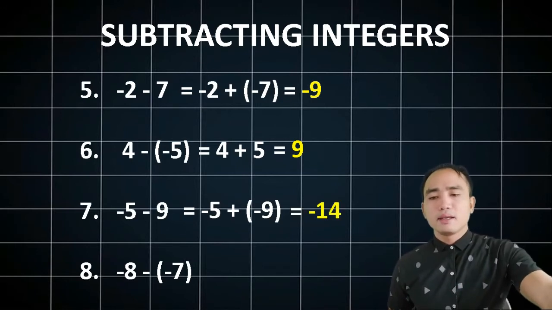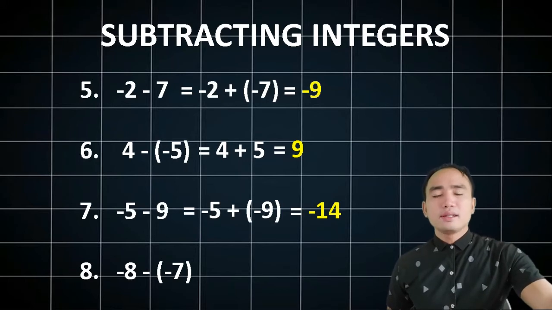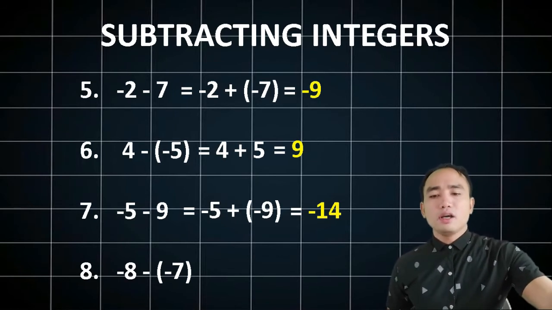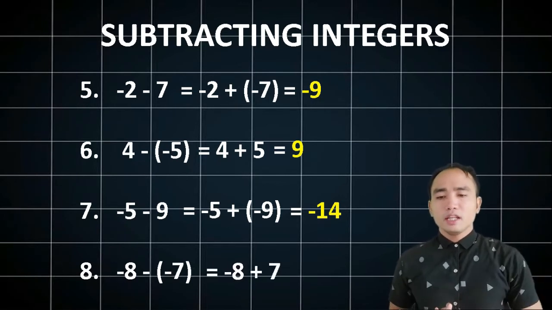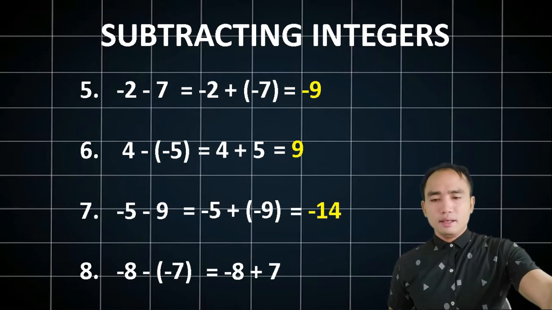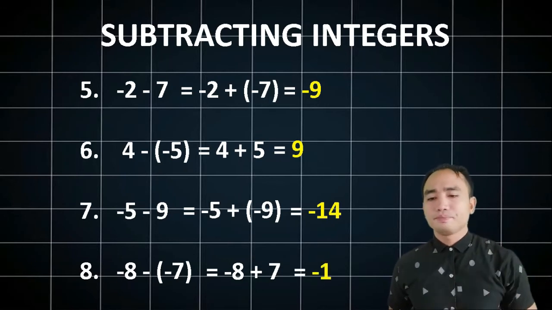Number 8, negative 8 minus negative 7. The opposite of negative 7 is positive 7, and we have to change the operation into addition. So negative 8 plus 7 is negative 1.